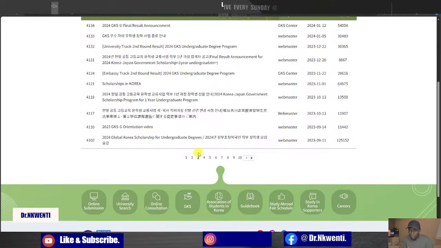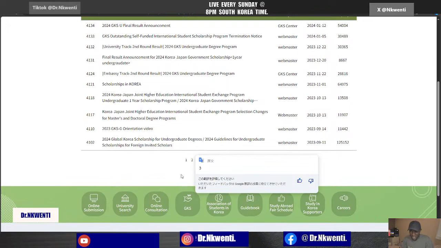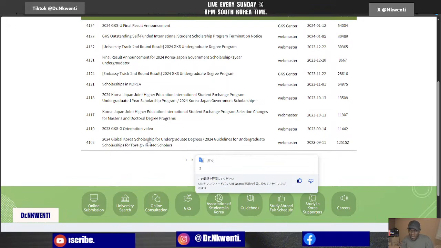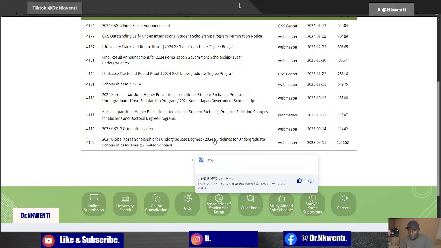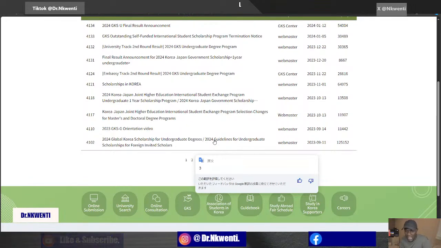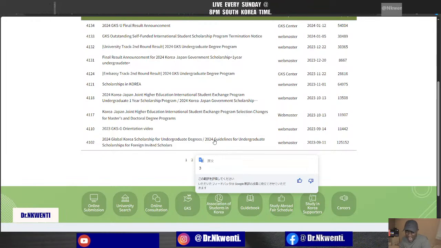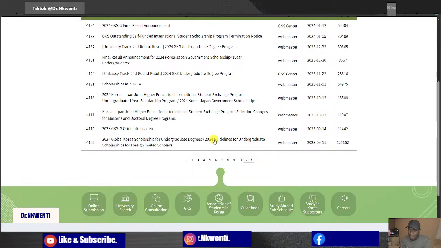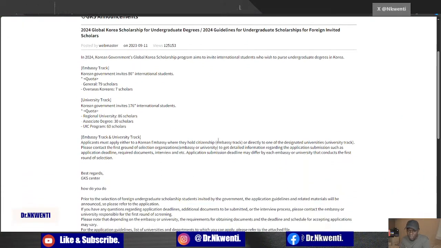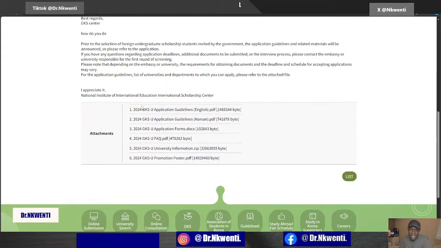So you have to go to page 3. If you go to page 3, down there you'd find Global Korean Scholarship for Undergraduate Degree 2024. This is for those who applied in 2023 and are already in Korea this 2024 since March to do their bachelor's degree program. If you click on it and go down, you would find these different documents.